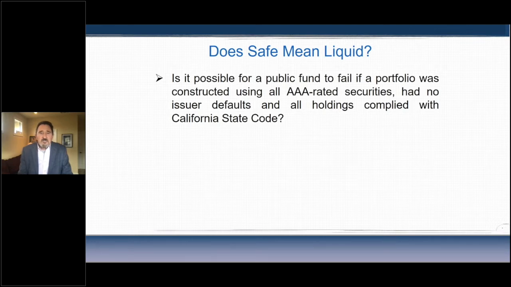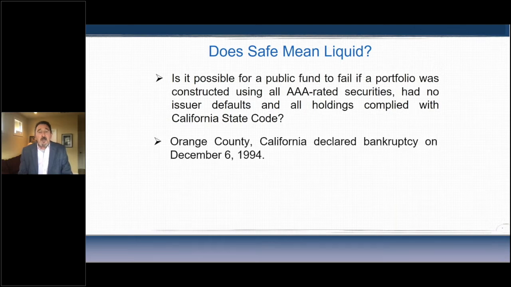So does safe mean liquid? We have safety, liquidity, and income. Is it possible for a public fund to fail if a portfolio was constructed using all AAA rated securities, had no issuer defaults, and all the holdings within the portfolio complied with the California State Code? Well, as you might know, yes, it's possible. Orange County, California in '94 declared bankruptcy, and it met all of these tests. All of their holdings were basically AAA rated. There were no issuer defaults.